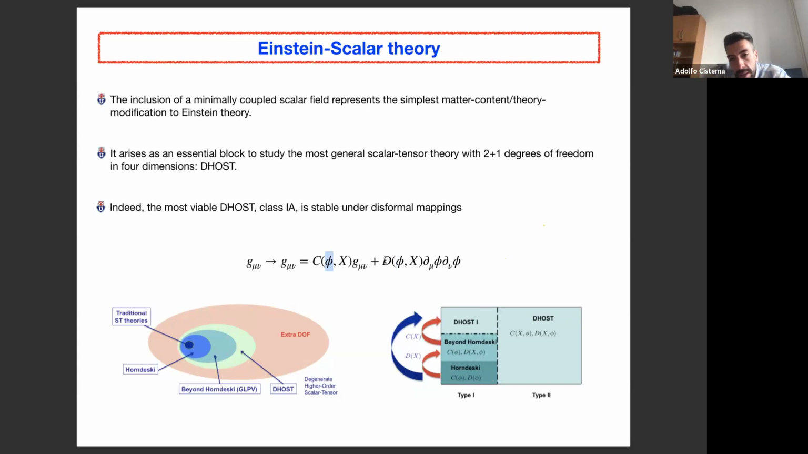When you upgrade the form of the disformal factor to depend on the kinetic term of the scalar, the canonical kinetic term, you move to Beyond Horndeski and field equations of third order. And when you also upgrade C now, the conformal factor, to depend on X, you go to DHOST.